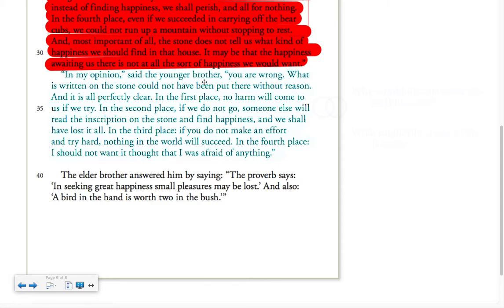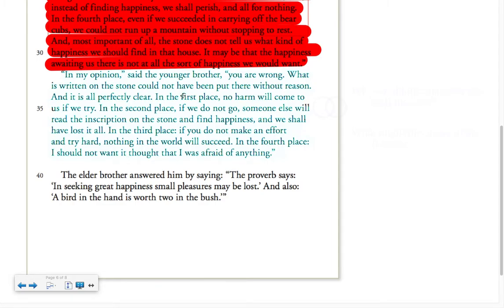"In my opinion," said the younger brother, "you are wrong. What is written on the stone could not have been put there without reason, and it is all perfectly clear. In the first place, no harm will come to us if we try. In the second place, if we do not go, someone else will read the inscription on the stone and find happiness, and we shall have lost it all. In the third place, if you do not make an effort and try hard, nothing in the world will succeed. In the fourth place, I should not want it thought that I was afraid of anything."